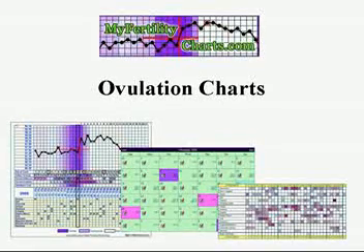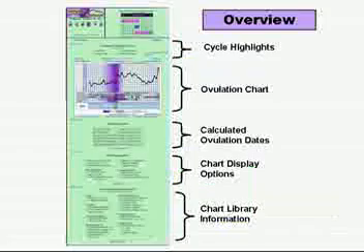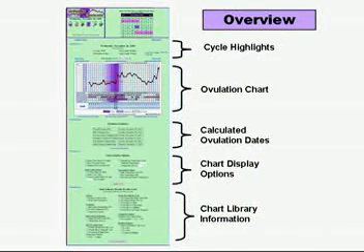Let's next take a look at ovulation charts offered on MyFertilityCharts.com. When you click on the ovulation charts link from the main menu, you'll be taken to a page similar to this. This page includes lots of information. At the top, you'll find cycle highlights.